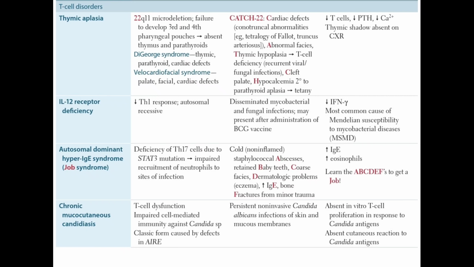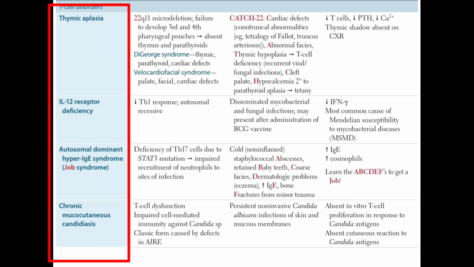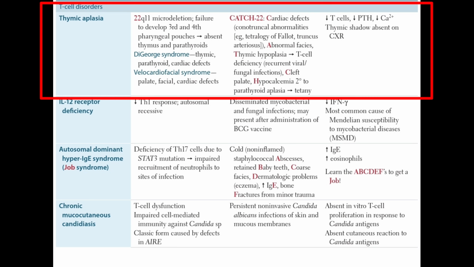Now let us discuss the various T-cell disorders that lead to immunodeficiency. Those are thymic aplasia, interleukin 12 receptor deficiency, autosomal dominant hyper IgE syndrome, which is also known as Job syndrome, and chronic mucocutaneous candidiasis. These are the 4 T-cell disorders that eventually lead to immunodeficiency in our body. First of all, let us talk about thymic aplasia.